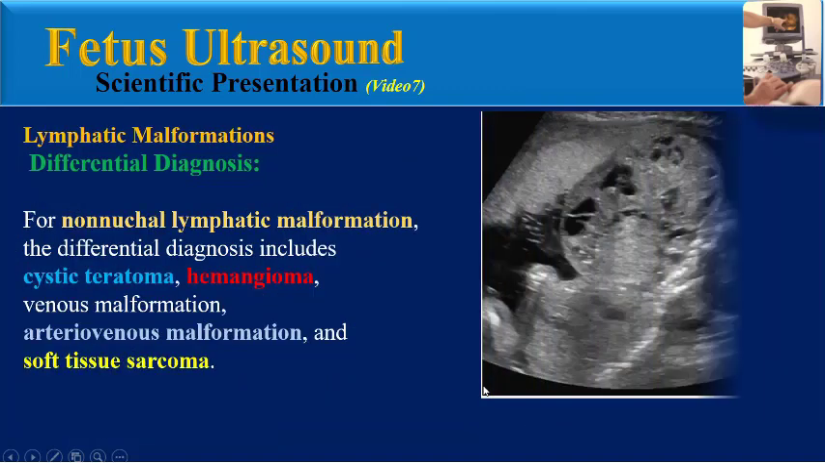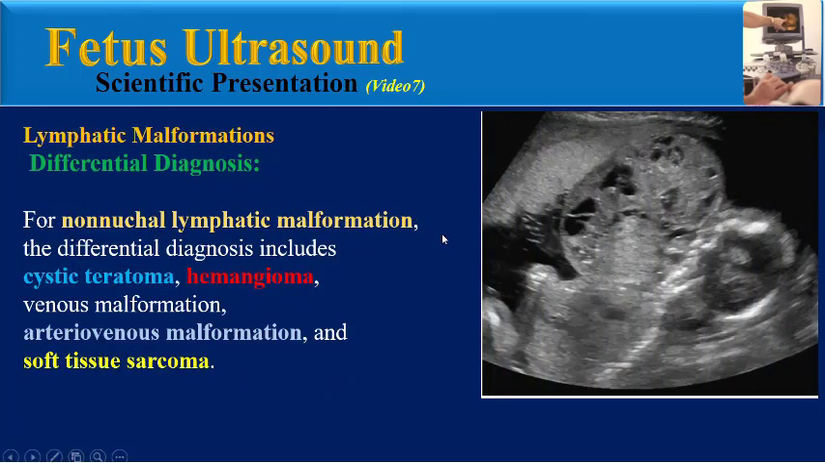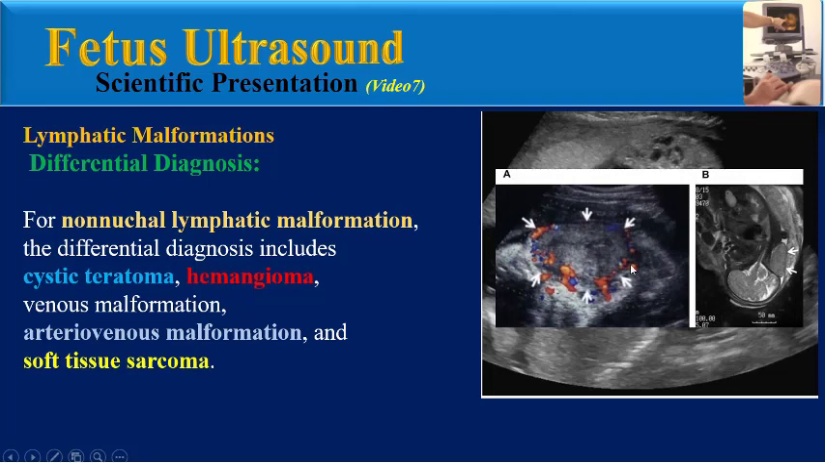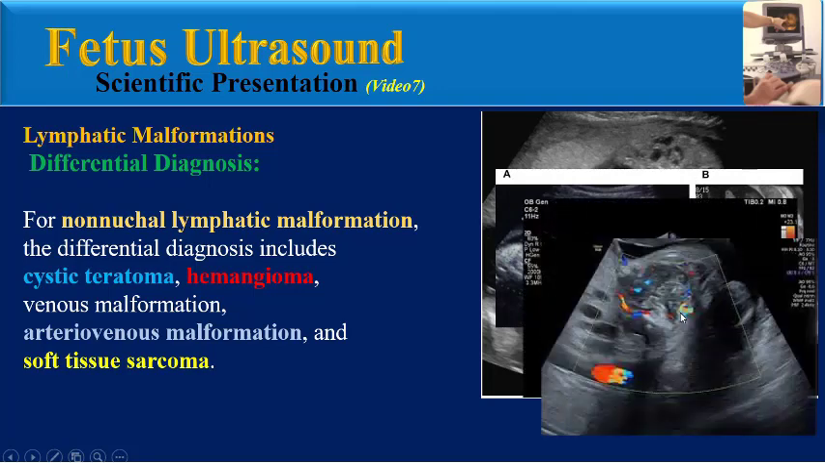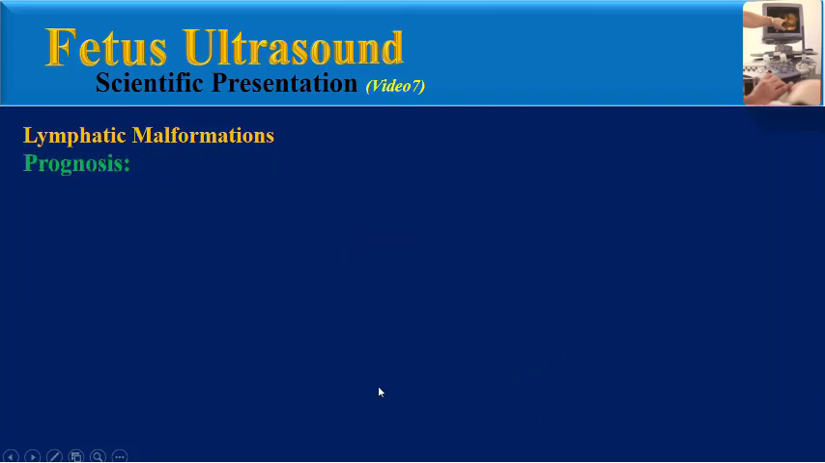For non-nuchal lymphatic malformation, the differential diagnosis includes cystic teratoma, hemangioma, venous malformation and arteriovenous malformation, and soft tissue sarcoma. What is the prognosis of this malformation?